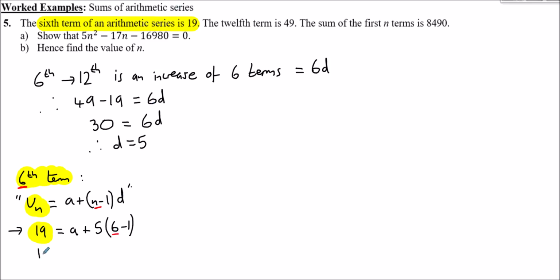So simplify this a bit. So 19 equals a, 6 minus 1 is 5, 5 times 5 is 25. So therefore a, the first term, must be 19 minus 25, which is minus 6. So we've worked out the common difference is 5, and the first term must be minus 6.